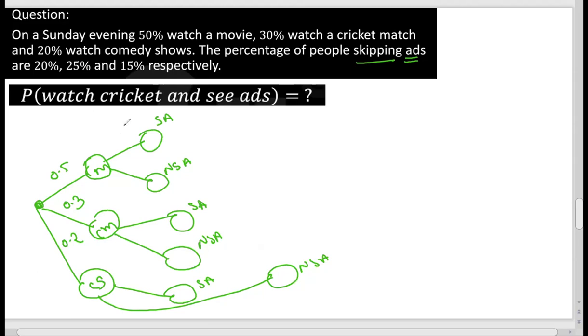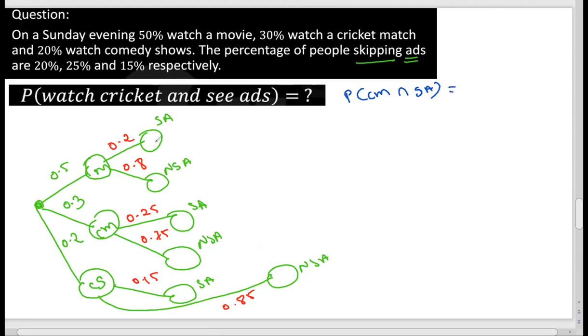Now what we are going to do with this? So what's this probability? This is given. Skipping ad is 0.2, so the remaining is 0.8. This is 0.25, remaining is 0.75. Here 0.15, so the remaining is 0.85. Okay. Now, what we want to find? We want to find P of, from this notation, watch cricket match and skipping ad. So if you know how we can represent all these branches, then you directly get the solution.